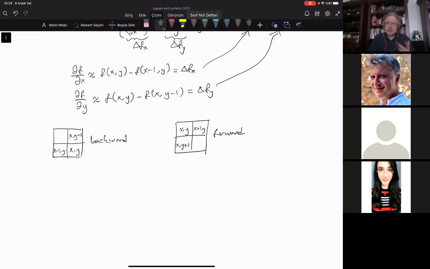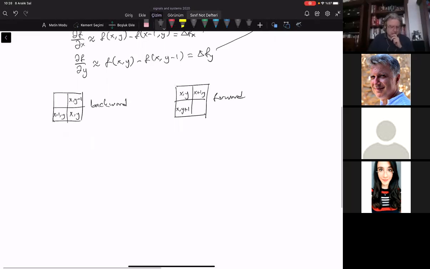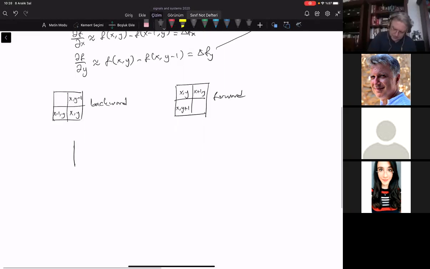Or some better gradient operators could even be proposed. A nice gradient operator which does not use 0 degrees and 90 degrees differences, but instead 45 degrees rotated versions, like this. And this is quite brilliant, by the way.